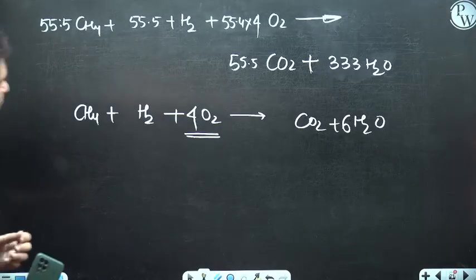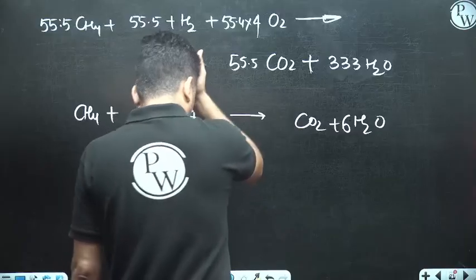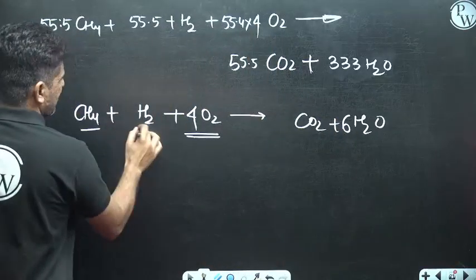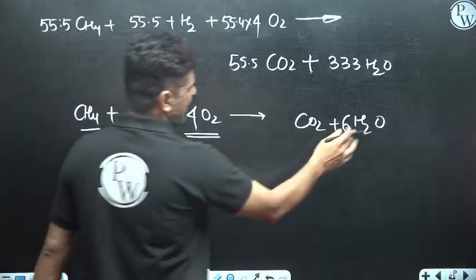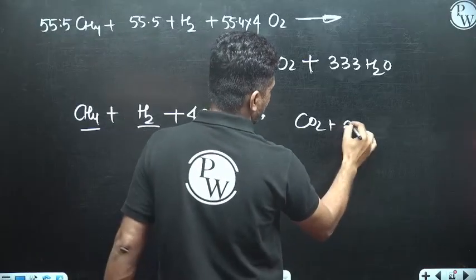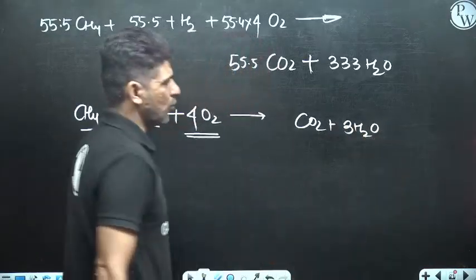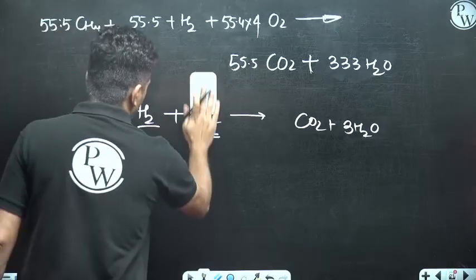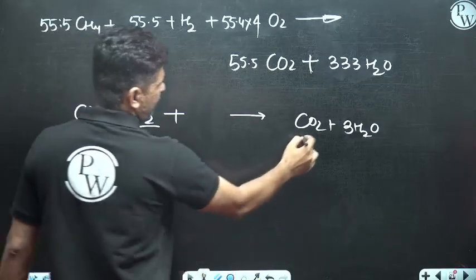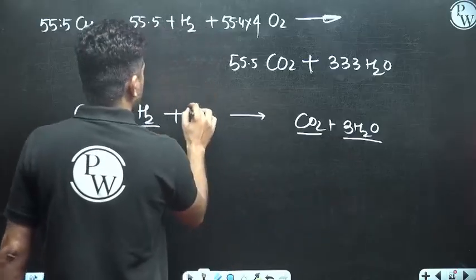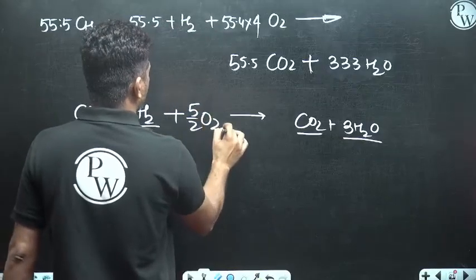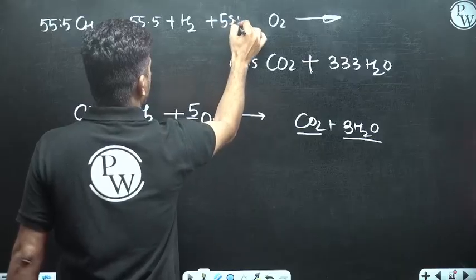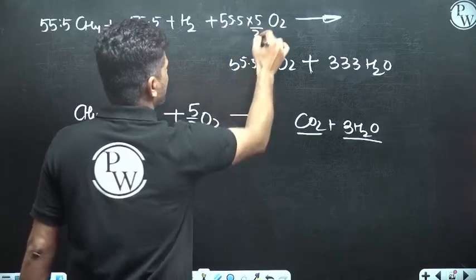Oh, my mistake. These are 4, these are 2, that is 6. So this will lead to 3 H2O, yeah. 3 H2O. Okay, and if it is 3 H2O, then this will not be 4 O2. So you have 2 plus 3, 5. So 5 by 2 O2. Okay, so it will be 55.5 multiplied by 5 by 2.